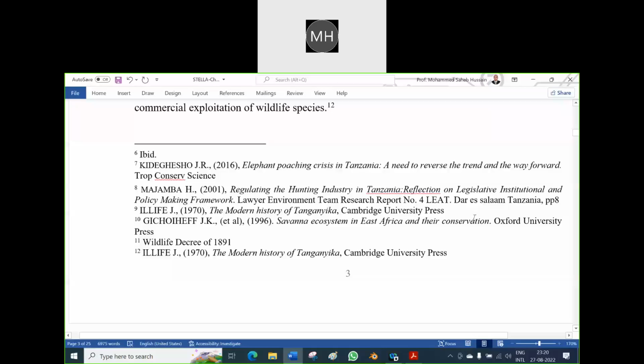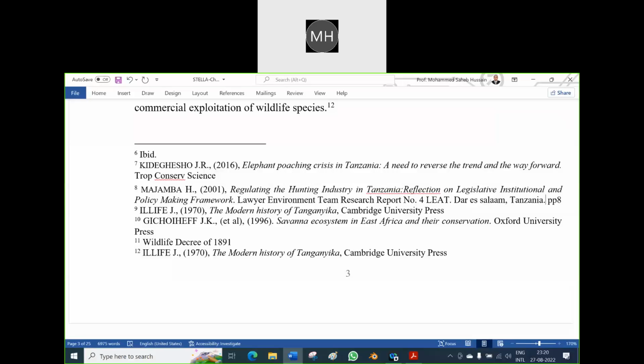Dar es Salaam is the place of publication, then comma. Then Tanzania is a country, then it should not be a comma, there should be a full stop. Then PP 8, is it the proper way? Small p 8 is the proper way.